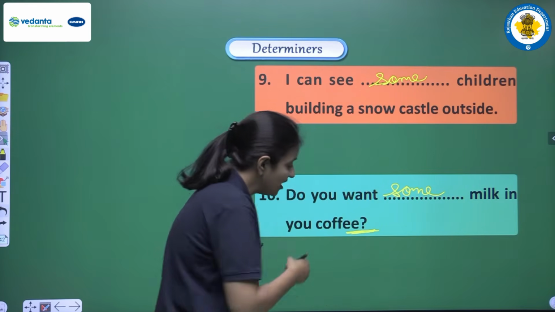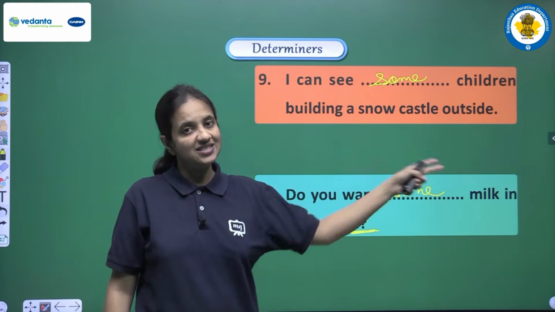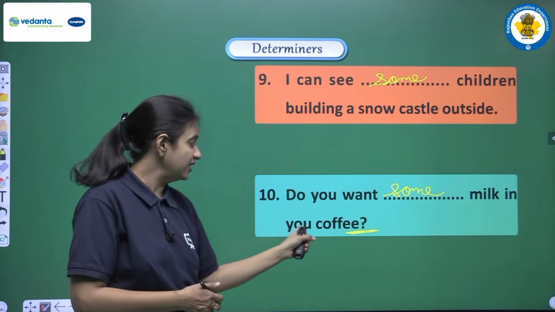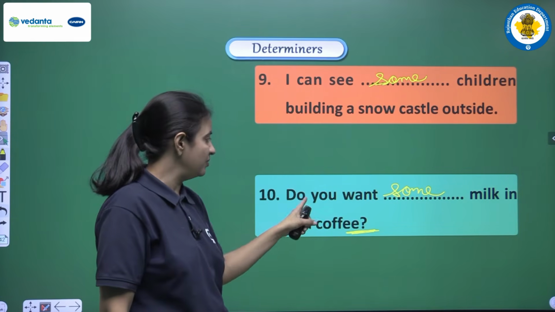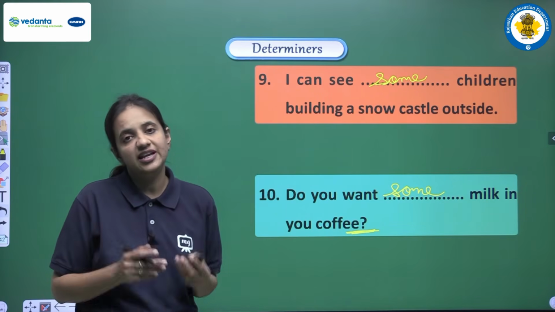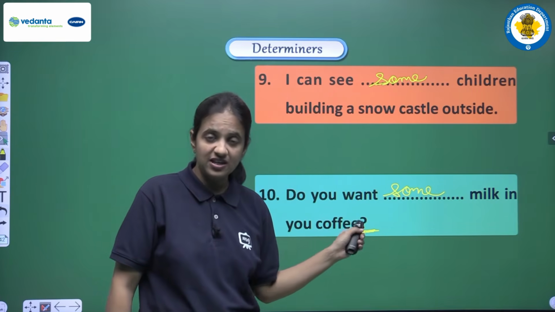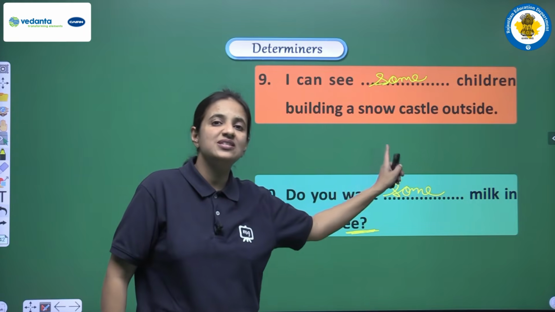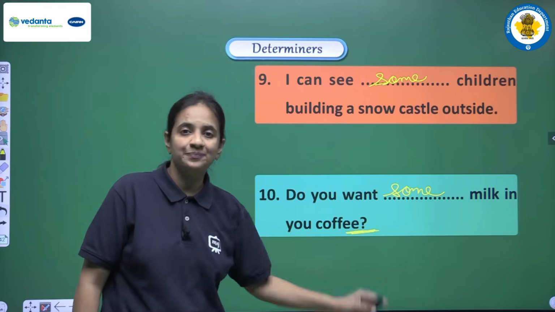Right? Yes, we are having an interrogative sentence, but we are using some here. Why? Because in this sentence we are having some offer. We are offering milk to someone in his coffee. This is the reason we are using some here, and the sentence will be, do you want some milk in your coffee? So you know, you have to learn these things very well, that yes, we are having an interrogative sentence, but in this sentence we are having an offer. This is the reason we are using some here. We are not using any. The right answer will be some.